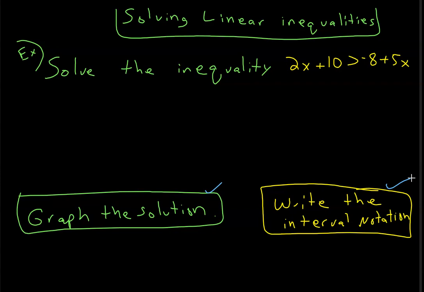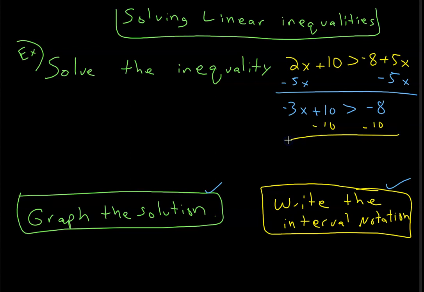So while I was solving it, I will get the variable on the left side by subtracting 5x. That gives you negative 3x plus 10 is greater than negative 8. From there, I could subtract 10 from both sides. So subtract 10 and subtract 10. So that gives you negative 3x is greater than negative 18.